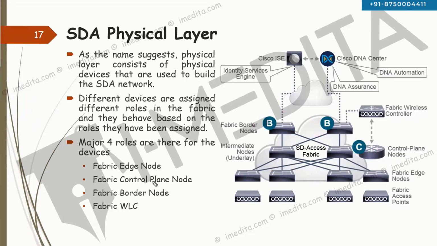Four roles are there: fabric edge node, control plane node, border node, and fabric enabled wireless LAN controller. Majorly, there are 3 roles. The fabric enabled WLC role is only applicable to the wireless LAN controller. But apart from that, we have 3 roles that we can set onto these devices.